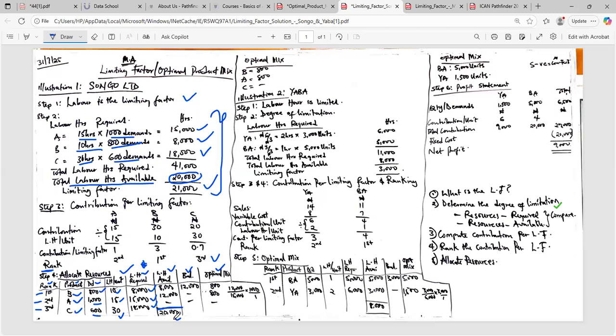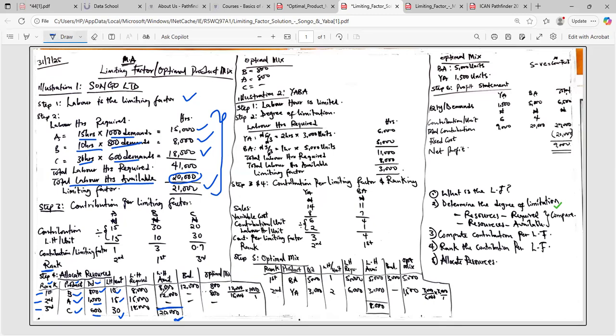Now, once you put this 20,000 hours available down, this is the idea of how to allocate. Pay attention. For product B, which came first, it needs what? 8,000 hours. Flow with me, please.